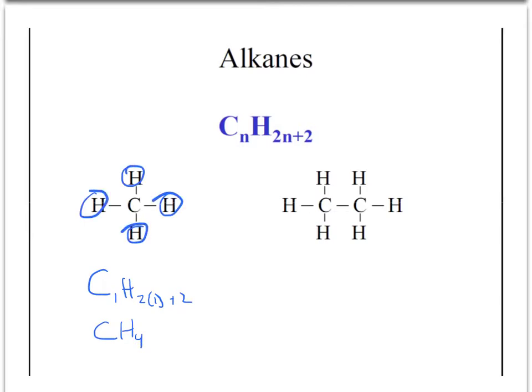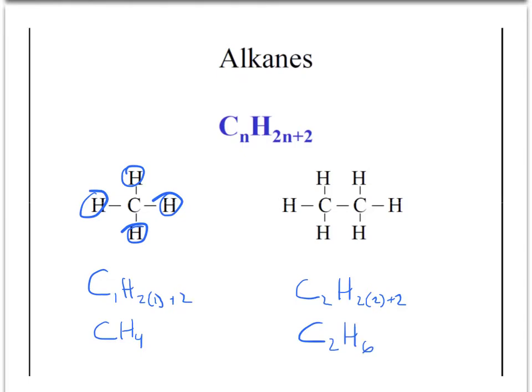So you can figure out the number of hydrogens that need to be on a structure based upon its number of carbons. This second one over here would be 2 carbons, and since you have 2 carbons, that means you would need 2 times 2 plus 2 worth of hydrogens, and so that means C2H6.